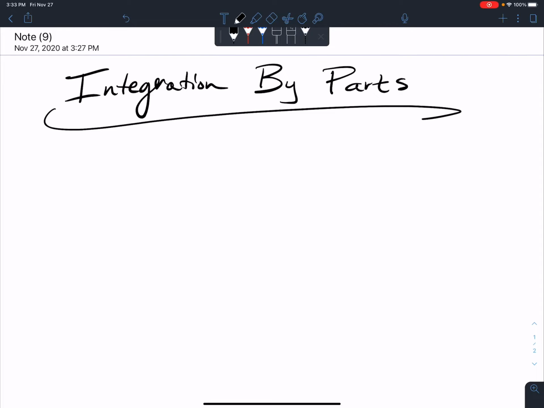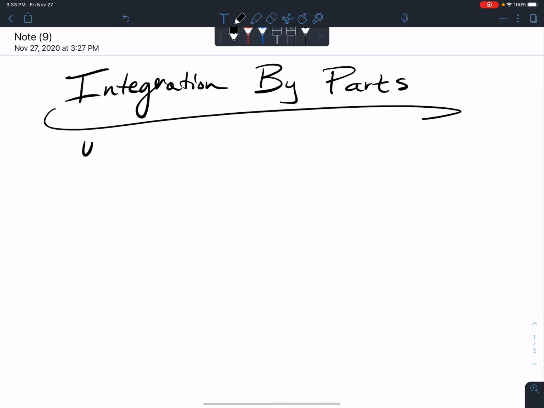So today we're going to learn the integration technique, integration by parts. When we did the U substitution technique, this was a way to undo the chain rule. Now, integration by parts is a way to undo the product rule of derivatives.